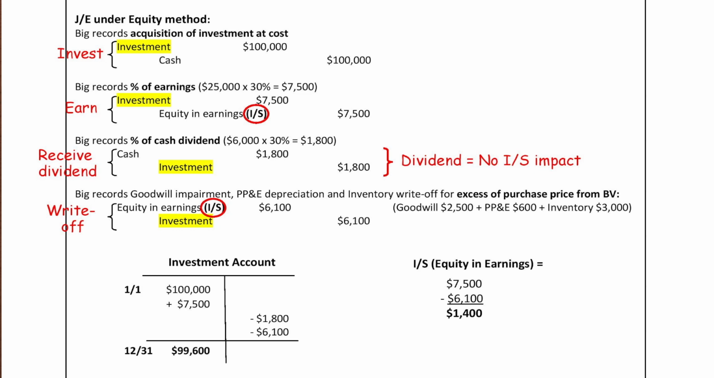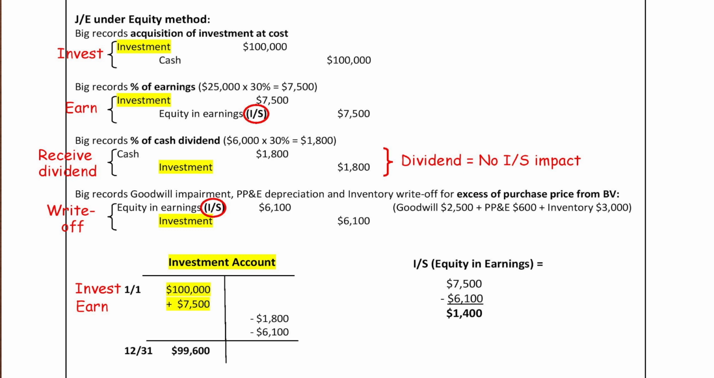Now let's look at the T account for the investment. Let's review the journal entries once again as we look at the items on this T account. The first one is when the investor invests in the investee, that is recorded at cost, $100,000. When the investee earns money, that is recorded as earnings of $7,500. So that earnings is debited to the investment account.